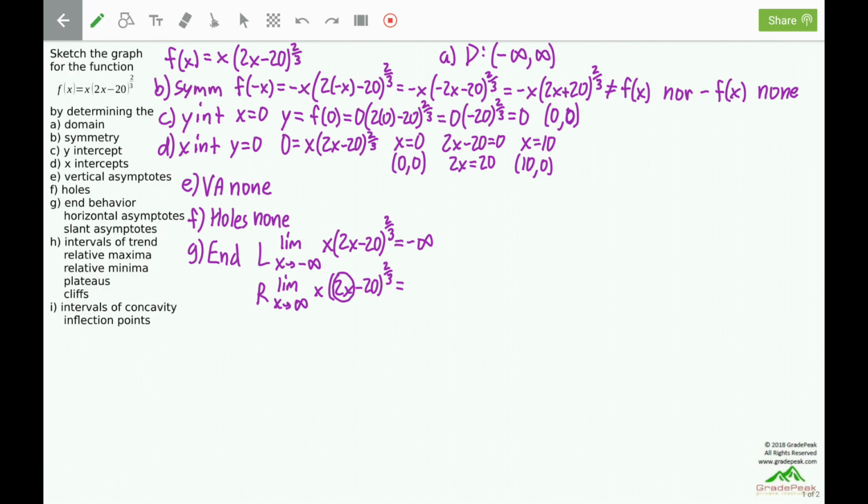Plugging in positive infinity, 2 times positive infinity is positive infinity. Raised to the 2/3 power means the cube root, which will be positive infinity, and then squared, which is still positive infinity. And then times the x, which is another positive infinity. Positive times positive is positive. Infinity times infinity is infinity, so we have positive infinity for the right end behavior.